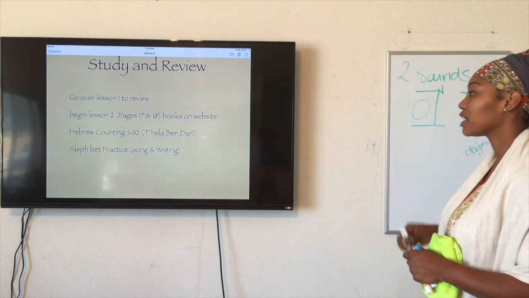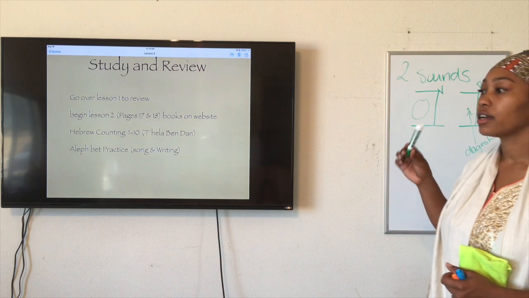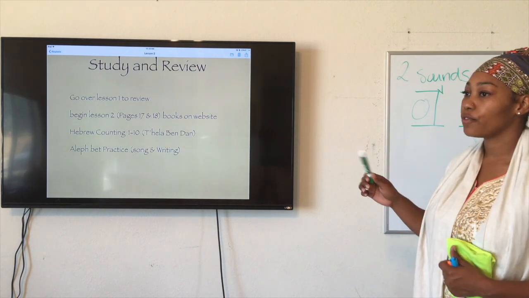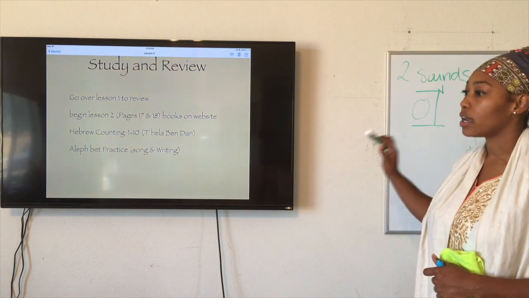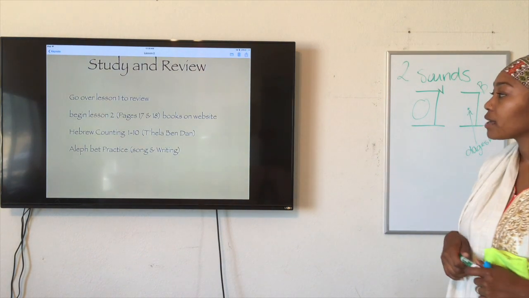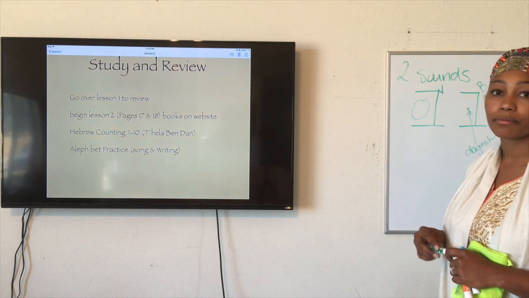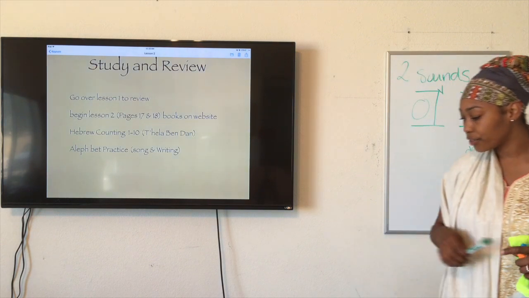Also, for Alephbet practice, you're going to use those grids. You're going to definitely be writing your Aleph and your Bet, but also, if you feel comfortable, try writing all of them all the way through in Paleo and modern script block form. And then also post a link to an Alephbet song that'll help you learn the Alephbet, just like you learned your ABCs. So that'll conclude for today.